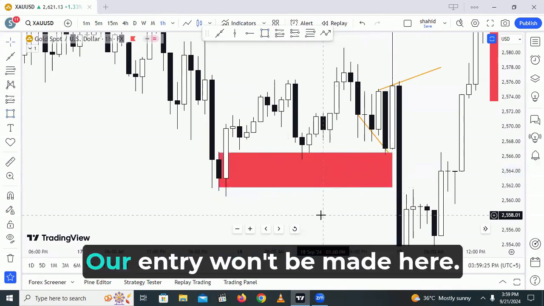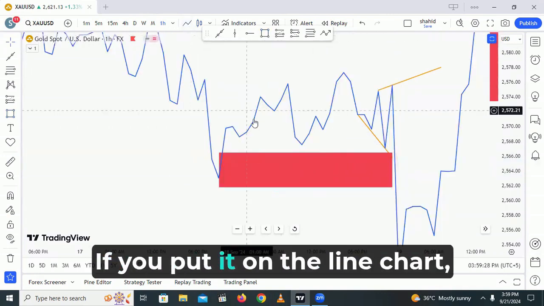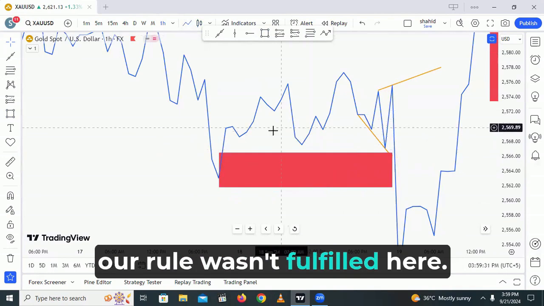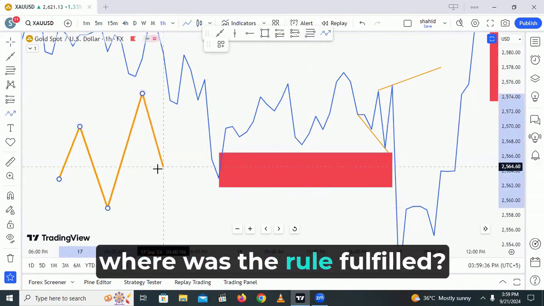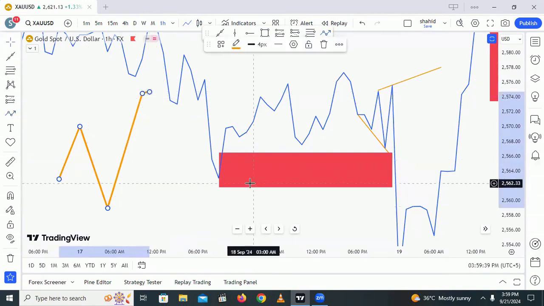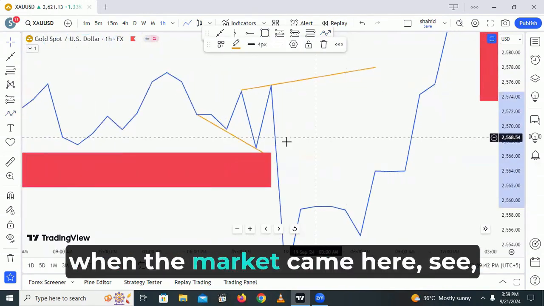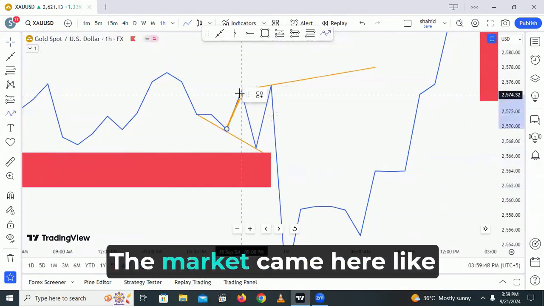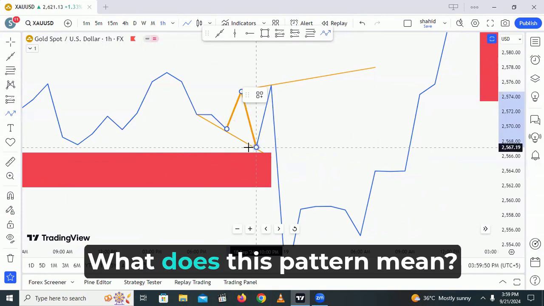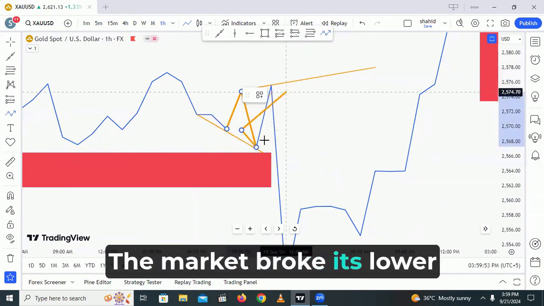How to enter? Our entry won't be made here. If you put it on the line chart, our rule wasn't fulfilled here. So if you see, where was the rule fulfilled? Look here, when the market came here, the market came here like this and like this. What does this pattern mean? The market broke its lower and upper levels.